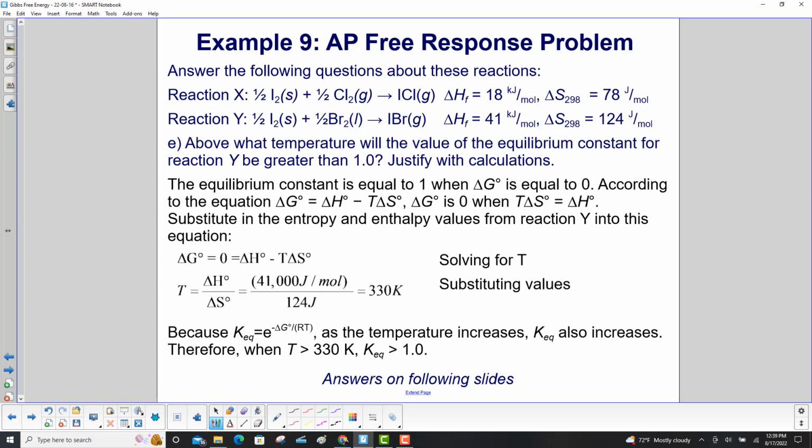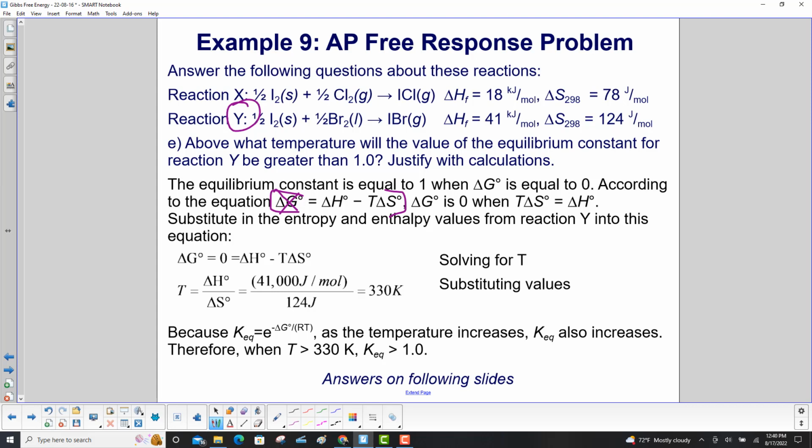Above what temperature will the value of the equilibrium constant for reaction Y be greater than 1.0? Justify with calculations. The equilibrium constant is equal to 1 when delta G naught is equal to 0. According to the Gibbs equation, delta G naught is 0 when T delta S naught is delta H naught, right? You make this a 0 and you get that.